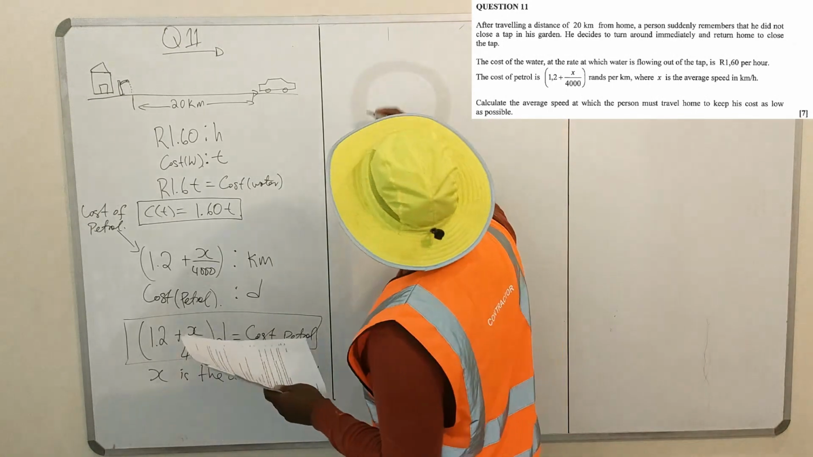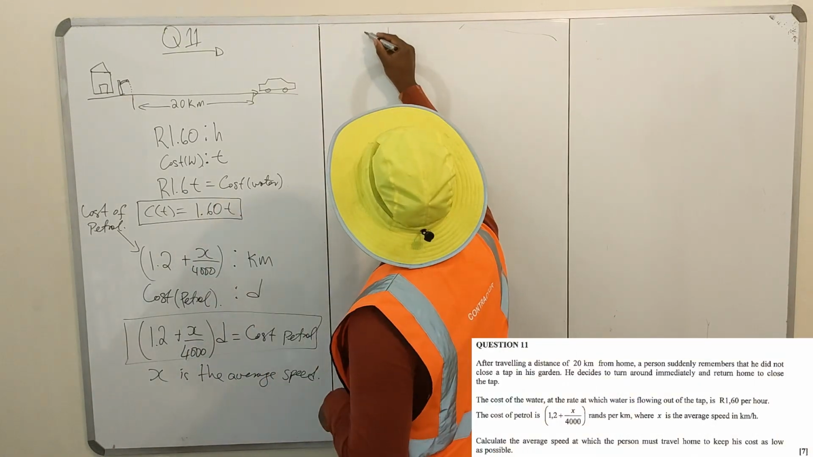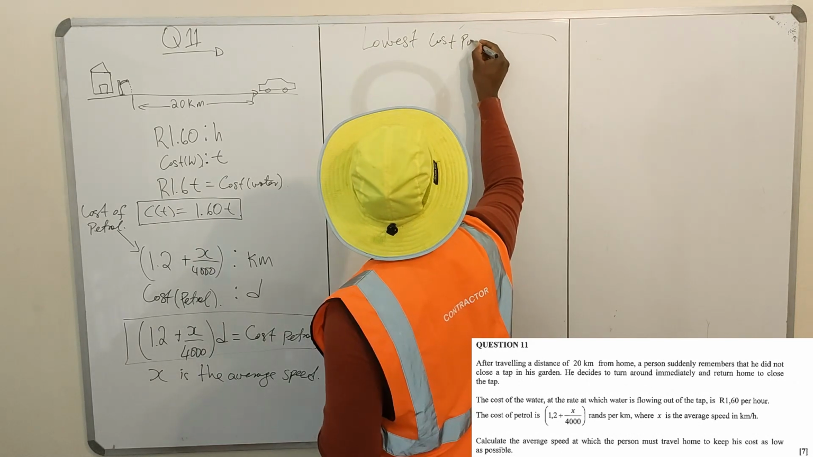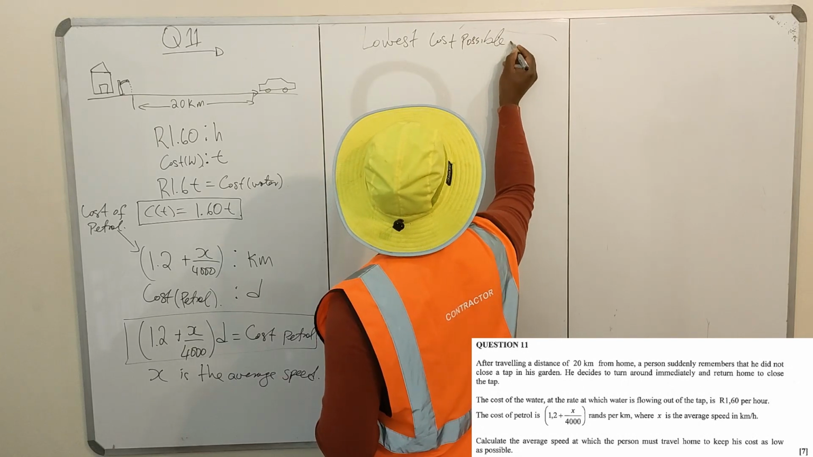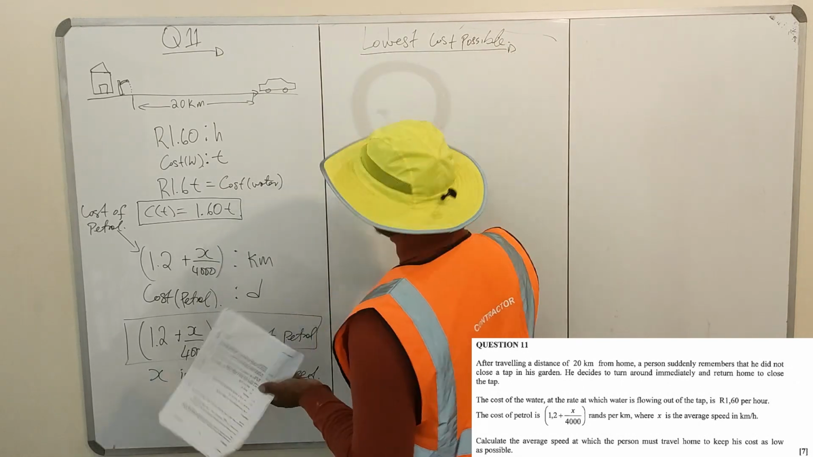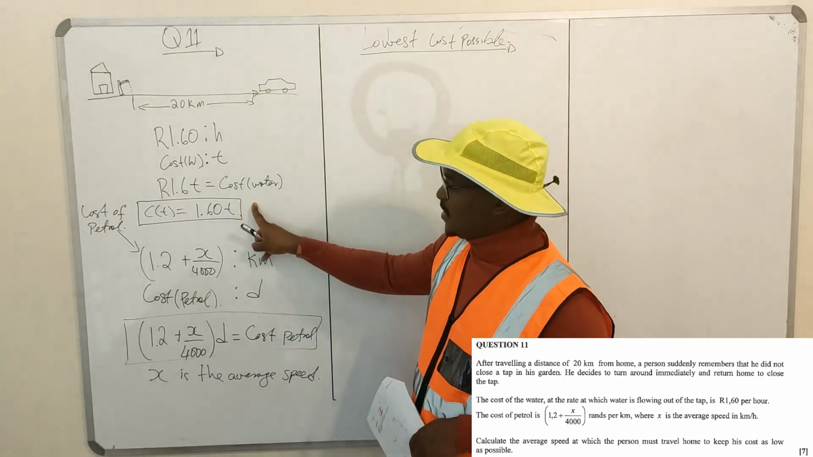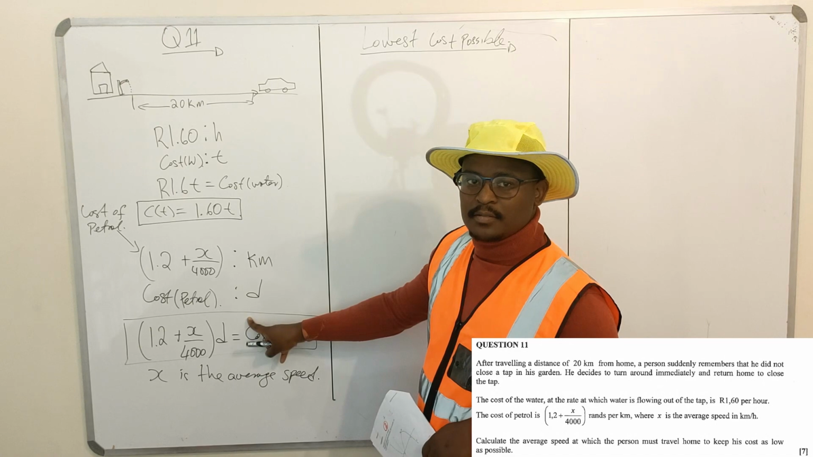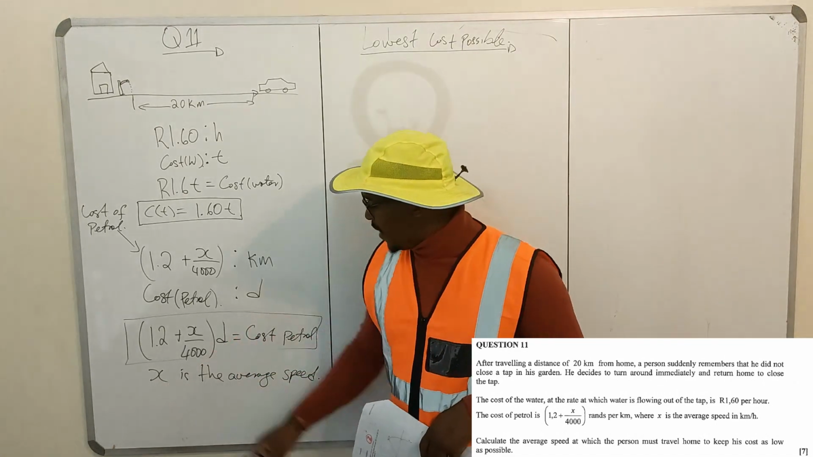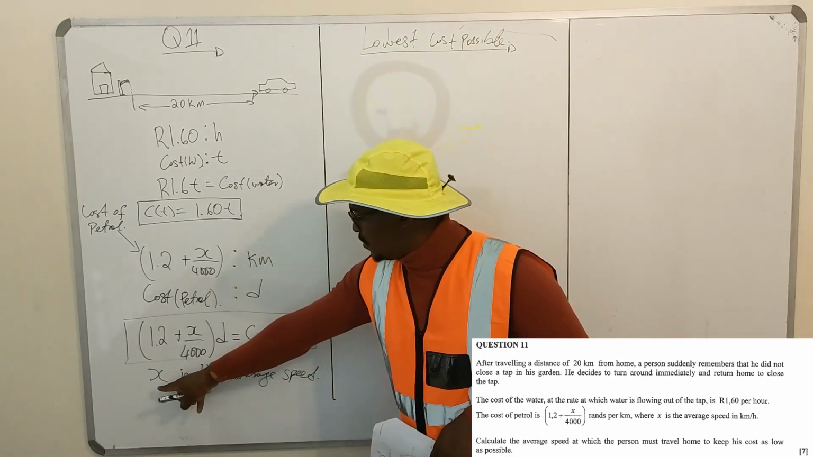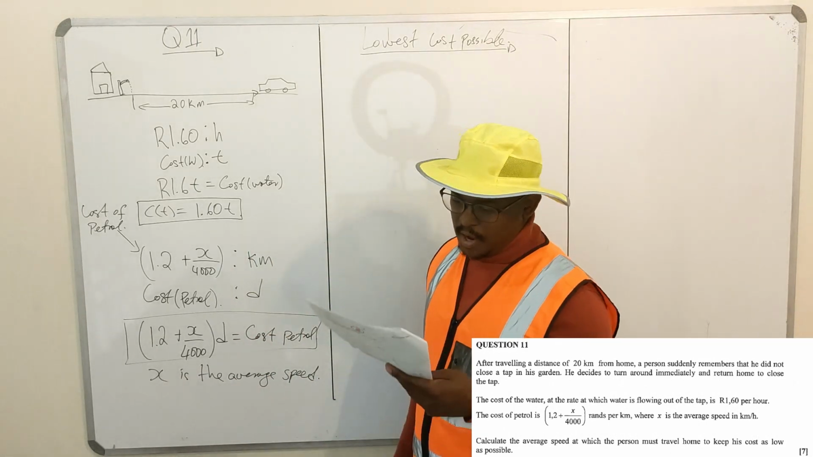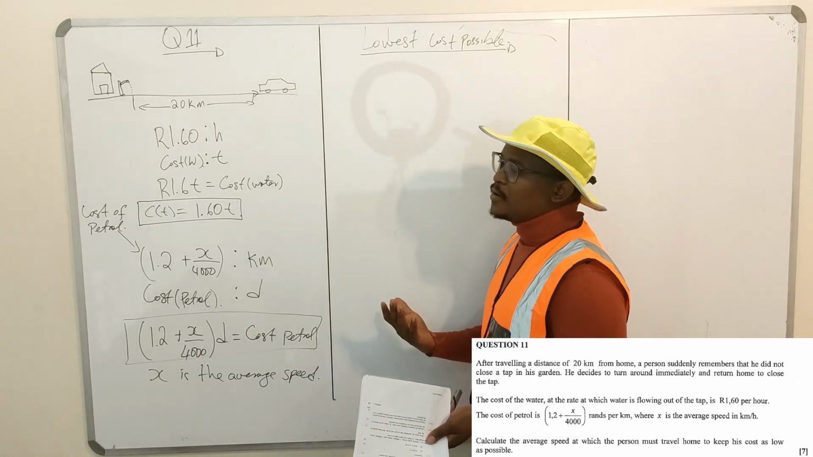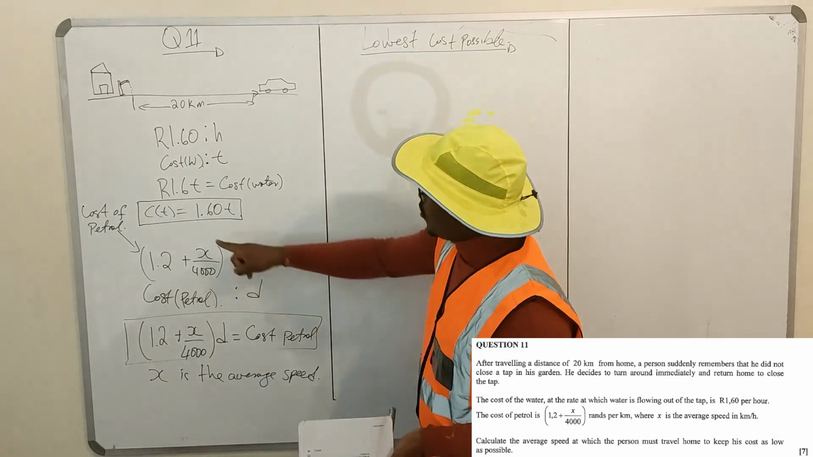Right? So you want what? The lowest cost possible. So this lowest cost constitutes two things: the cost of water that is flowing and the cost of petrol as our person drives at that average speed of x kilometers per hour. Right? So now, as we said, we want the lowest possible cost, so the cost of these two.